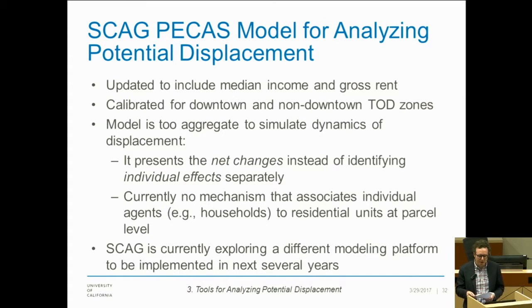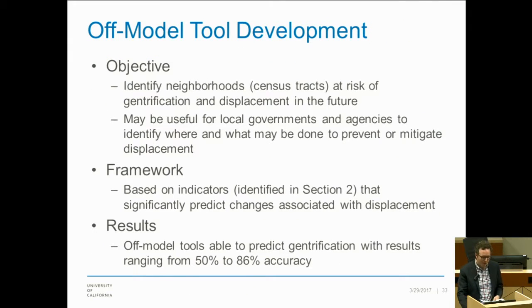So the Los Angeles model, because of its different structure, ended up being too aggregate to directly capture the dynamics of residential displacement because it focuses on net changes rather than differentiating among the individual households within a zone. So what the team focused on was adding a number of associated variables to the model output and on improving the calibration of the model in particular neighborhoods of interest in Los Angeles, which you can read about in the report.